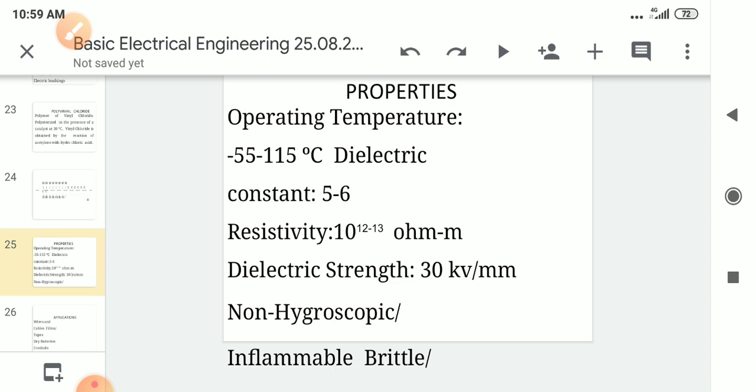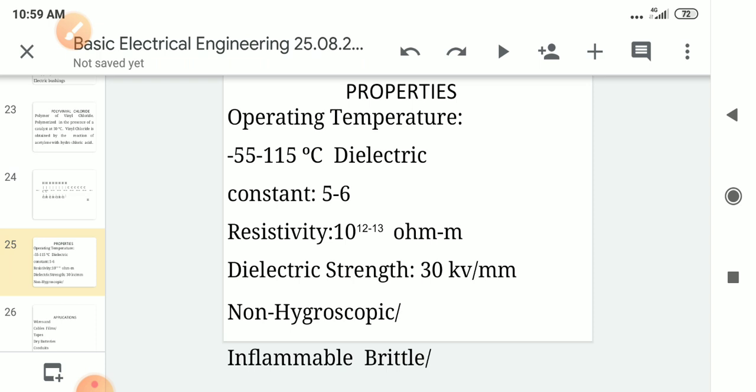above 80 degrees centigrade. It is normally transparent, brittle and hard. Its dielectric constant is 5 to 6. Its dielectric strength is 15 to 30 kV per mm. It is hard and rigid. It is obtained in different colors. It is slightly hygroscopic. It has good electrical and mechanical properties. So these are the properties we observed in PVC.